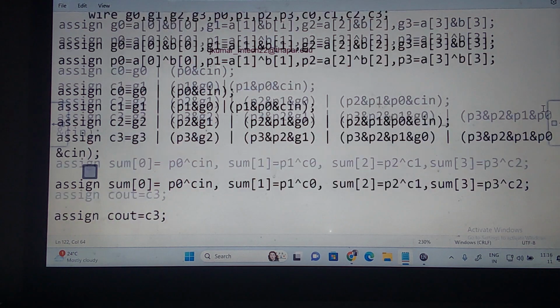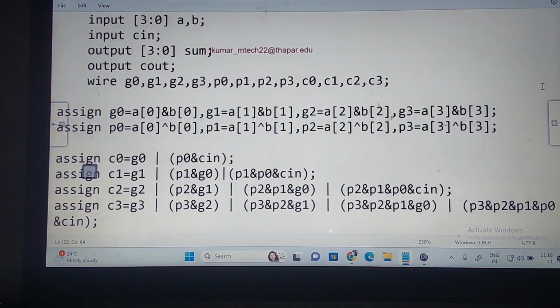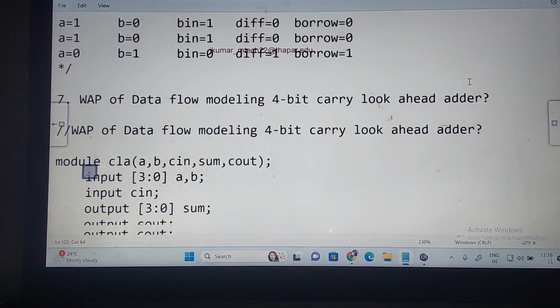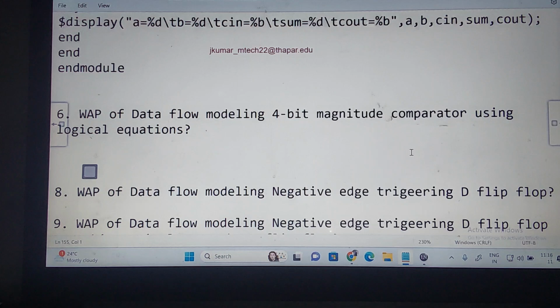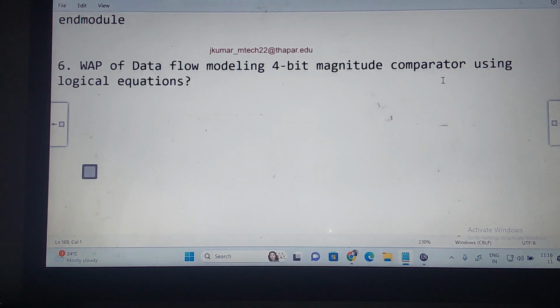I hope you understand the carry look-ahead adder operation using dataflow. Now let us go with the next one. The next example is the magnitude comparator, right? The program of dataflow modeling of the magnitude comparator. So when you talk about the comparator, what could be the outputs of the comparator?